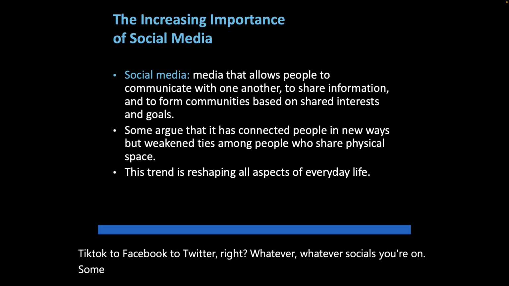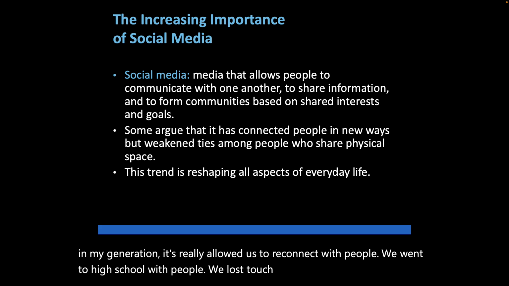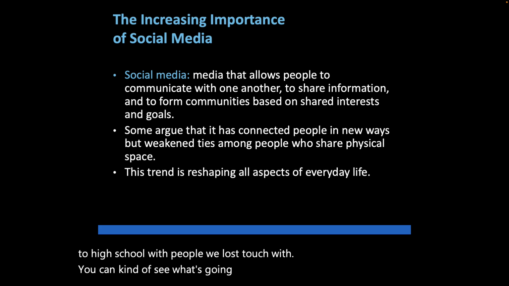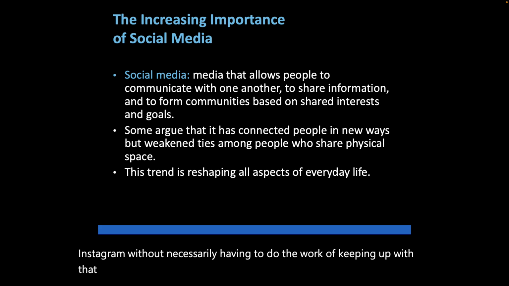Some say, hey, this really has allowed us to connect with people. So like people in my generation, it's really allowed us to reconnect with people we went to high school with, people we lost touch with. You can kind of see what's going on in people's lives on Facebook or Instagram without necessarily having to do the work of keeping up with that friendship. And this is a trend that's really shaping all aspects of our lives.